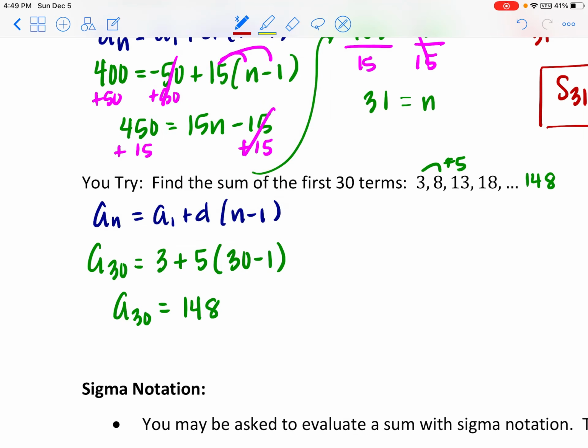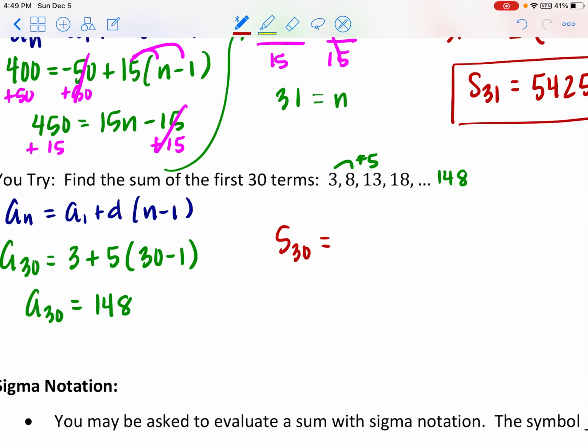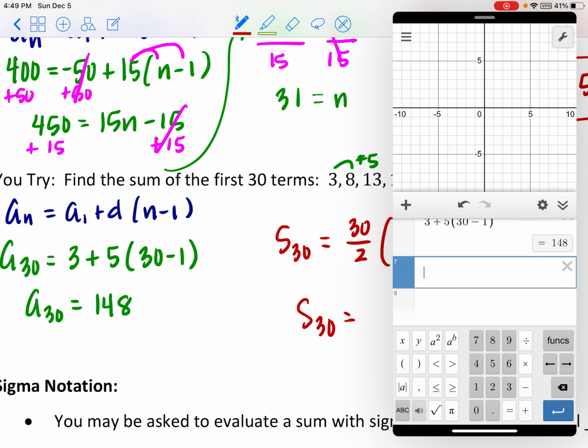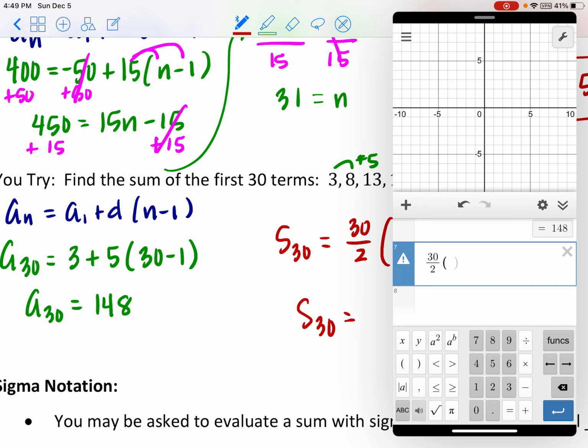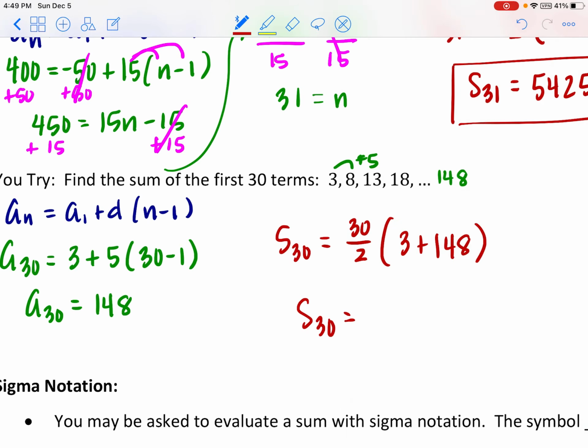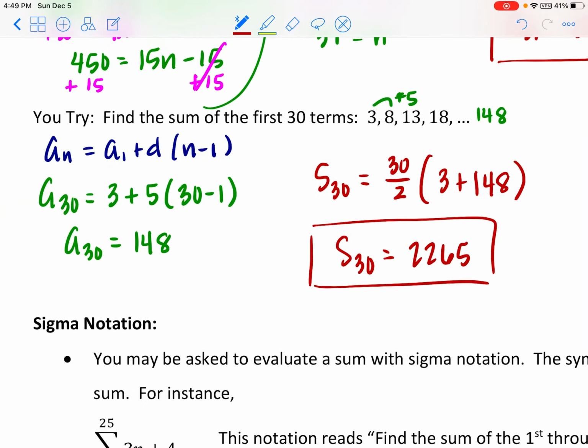Now I have enough information to find my sum. So the sum for these 30 terms that would make up this whole list would be 30 divided by 2 multiplied by my first term, which is 3, plus my last term, which is 148. And so the sum for those 30 terms, again, calculator, 30 over 2, and I know it's 15, but I don't want to make any mistakes, so I'm going to just type it all in there. All right, so 2,265 is the sum for those 30 numbers on that list. Okay, so hopefully not so bad.